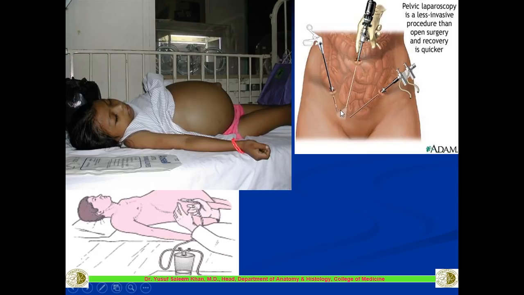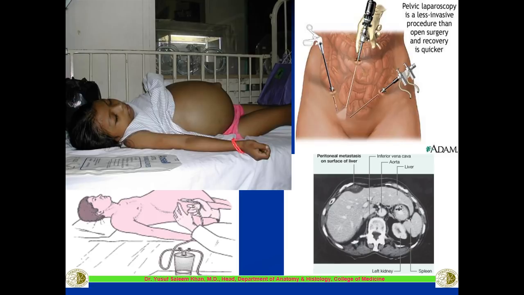This is especially done in the pelvis here in this picture, where it is called pelvic laparoscopy, or it can be done in abdominal laparoscopy also, where they put thin tubes with guided cameras, as well as surgical instruments, through different tubes, and they see as well as operate. This is called laparoscopy. And here you can see the peritoneal metastasis on the surface of the liver, which is spreading through the peritoneum. So this is how there might be spread of infection, especially carcinomas or malignancies, through the peritoneum. These are some of the clinical conditions which are very common with the peritoneum.